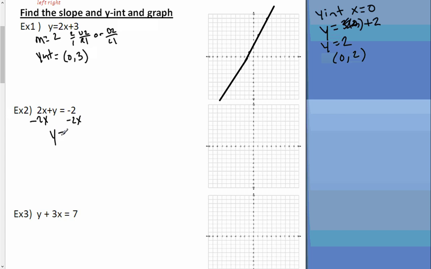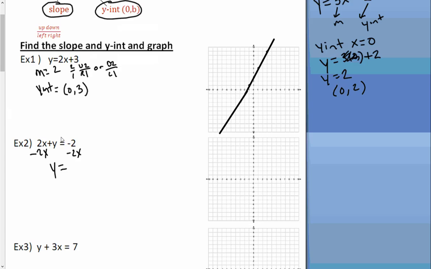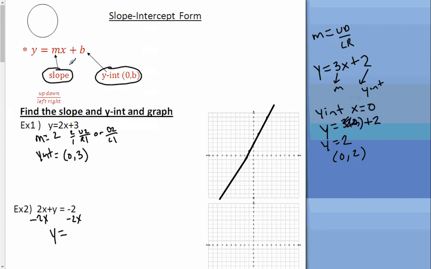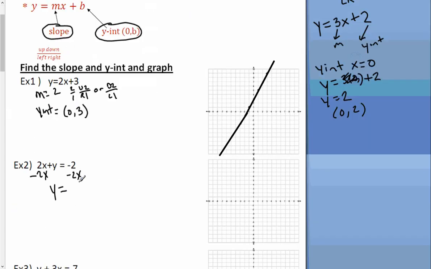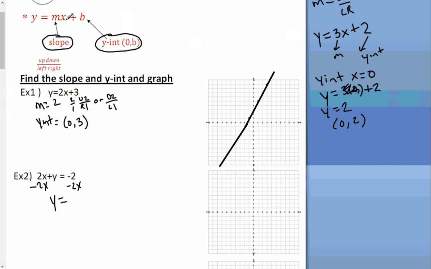Y equals, now notice, do I want the number or do I want the x number first? I want the x number first. So which chunk should I write first, the negative 2 or the negative 2x? Well, the negative 2x, because I want the x first and then the number second. So that's what I'm going to do. This is going to be y equals negative 2x minus 2.